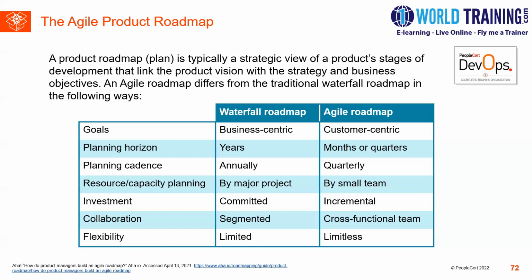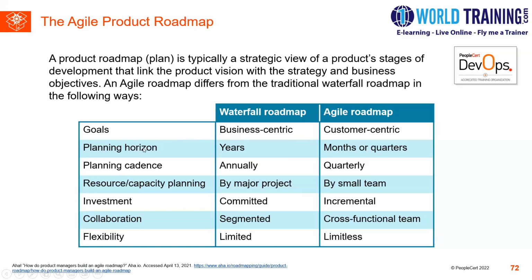The goal of a waterfall roadmap is more business centric: how we can build or get more revenue for your business. That's the focus of a waterfall roadmap. But in the case of the Agile roadmap, the focus is on customer centricity: how we can build a product which is more centered towards the customer and adds more value to the customer. So the goals are more customer centric.